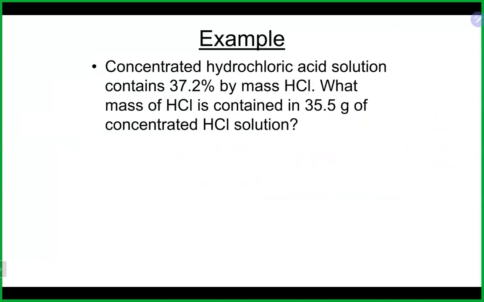Concentrated hydrochloric acid solution contains 37.2% by mass. What is the mass of hydrochloric acid contained in 35.5 grams of the solution? So let's see what you end up with here.